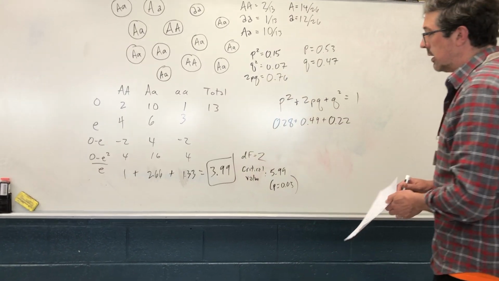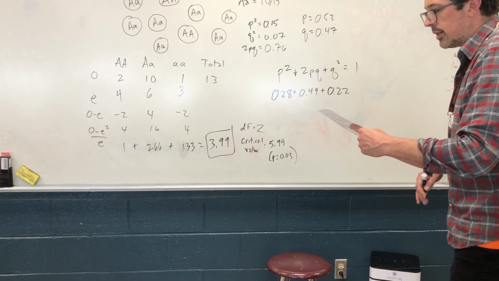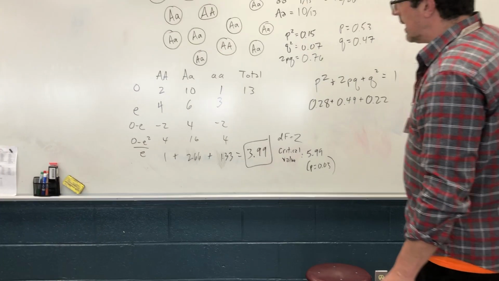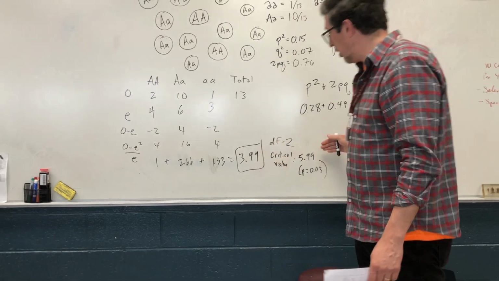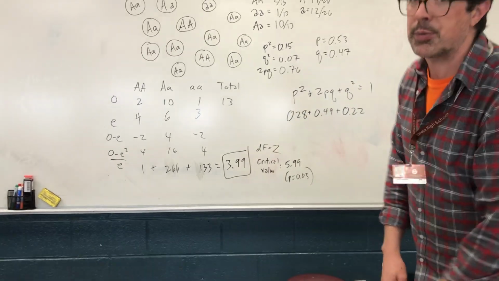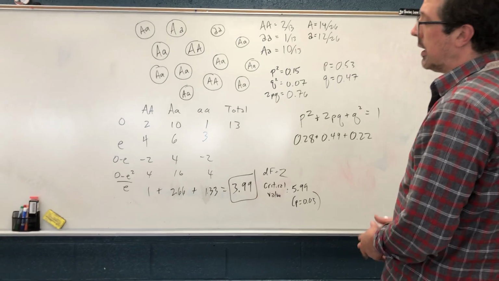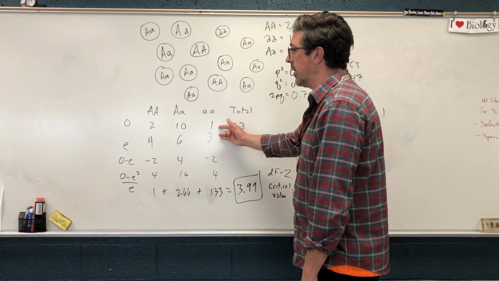So, does my chi-square value, is that right? Yes, it is. Does my chi-square value exceed the critical value? No, it does not. This means I'm going to accept my null hypothesis. We never articulated that, but it's going to be there is no difference between observed and expected.